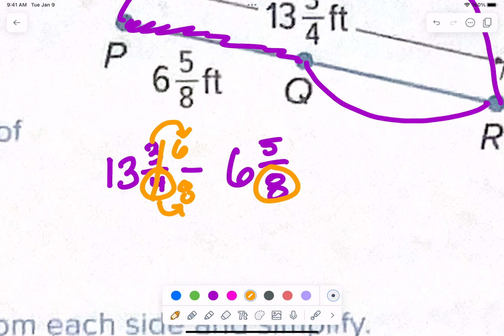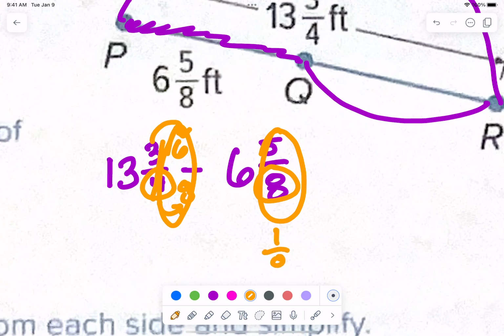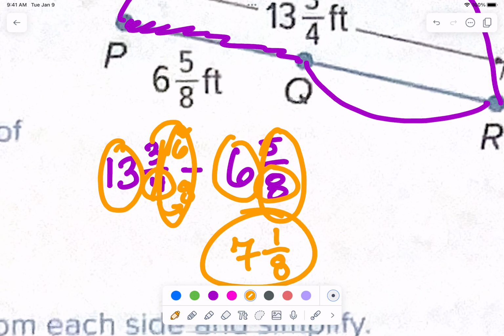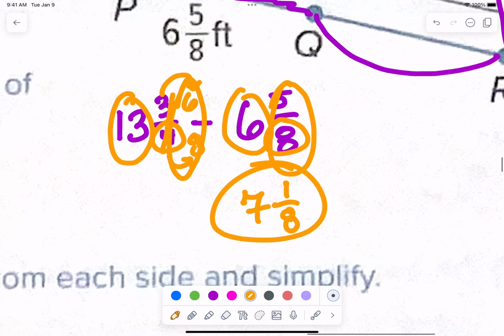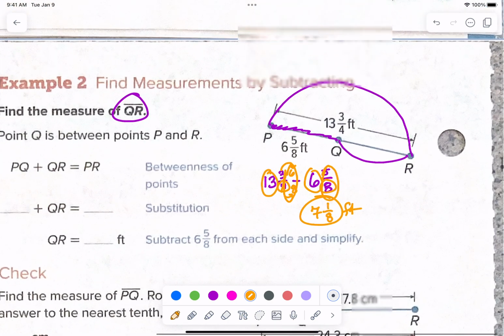Do we have to borrow? Do you know what I'm talking about when I say borrow? Do we have to borrow any? No. Like, if I'm subtracting the fractiony part, 6 8s minus 5 8s, is that going to work? Can we do that? Okay, so I don't have to borrow anything. What is 6 8s minus 5 8s? 1/8, okay? And what is 13 minus 6? 7. Because we didn't have to borrow, that was a little bit easier. And 7 1/8, and that is in feet. That is what QR is, okay?